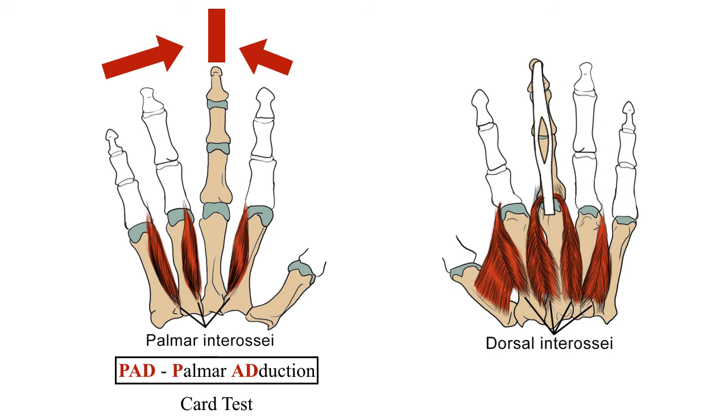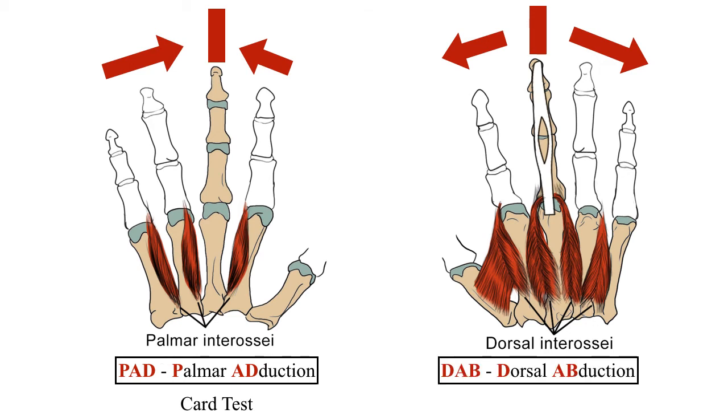The next muscle is dorsal interosseous. Here again, taking the middle finger as the midline, movement of the fingers away from this midline is called abduction, and this abduction is caused by dorsal interossei. So the mnemonic is DAB, D for dorsal interossei and AB for abduction. So palmar interossei causes adduction of fingers and dorsal interossei causes abduction of fingers.